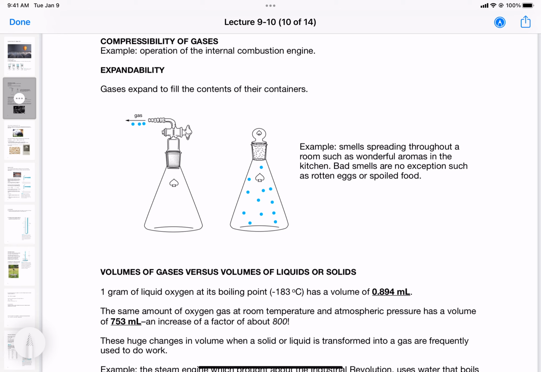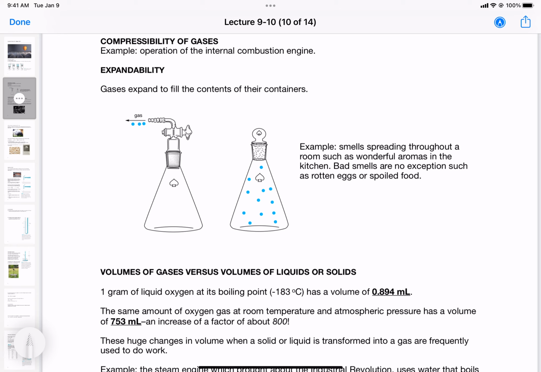However, the same amount of oxygen at room temperature and atmospheric pressure has a volume of 753 milliliters. That is an increase of about 800-fold. So that's a lot of volume. That's why when you bring liquid oxygen to boil, it'll occupy a lot of volume.